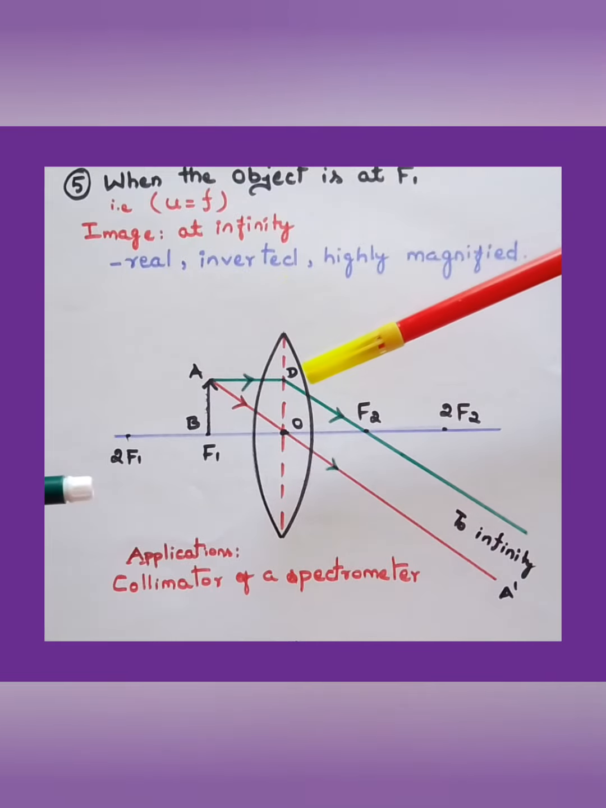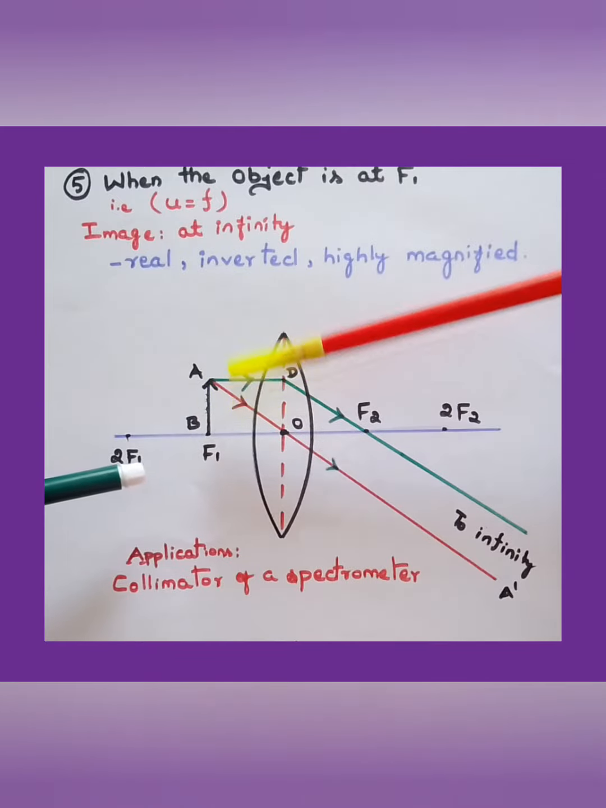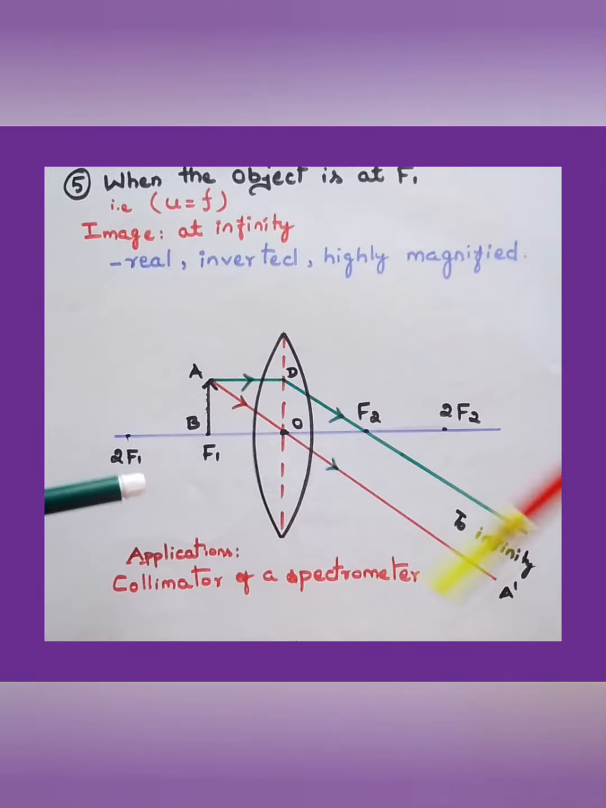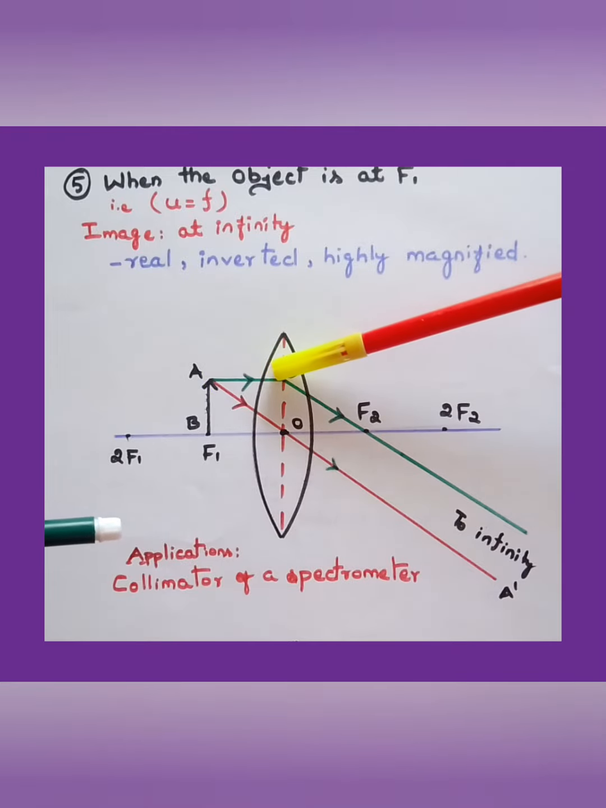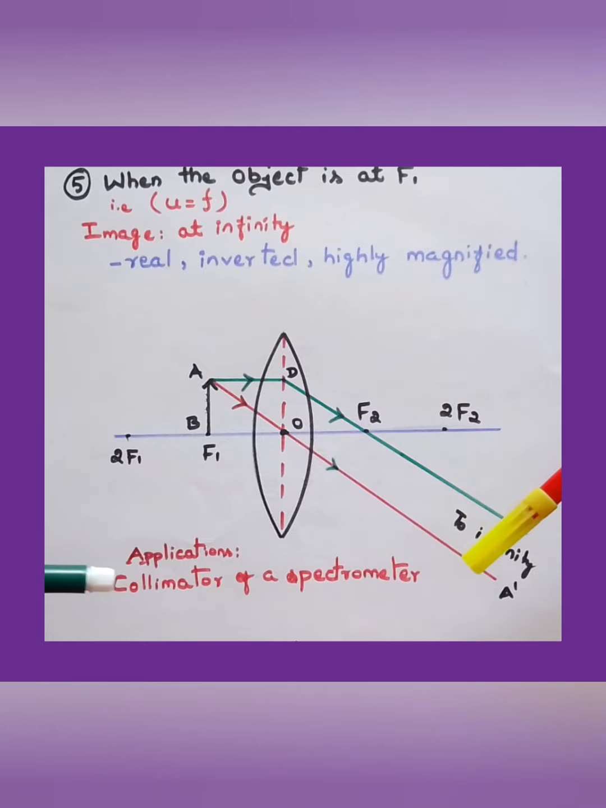Then be careful while drawing this line, and the object you have drawn, AB is the object. First line, principal axis line, finished. Next line, parallel to the principal axis till this bisector line. Then it has to pass through focus point f2. Then if you extend, they both will never meet. That will lead to infinity.